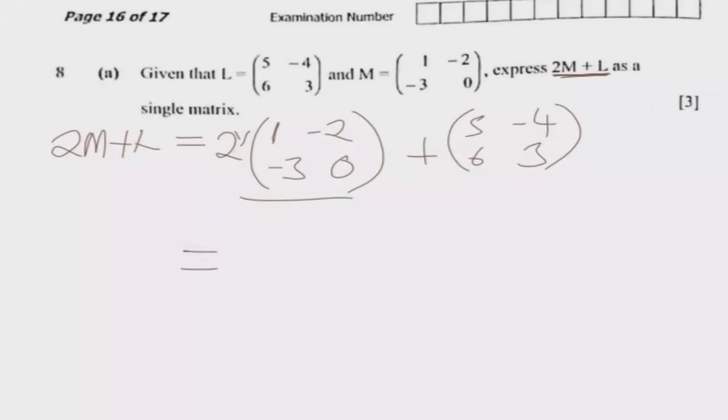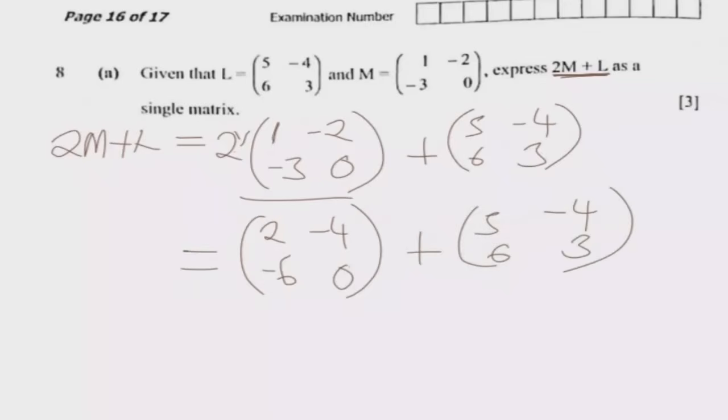2 by 1 will give us 2. 2 by -2 will give us -4. 2 by -3 will give us -6. 2 by 0 will give us 0. And that is the matrix. That is the product of matrix M multiplied by a scalar 2, or 2 multiplied by matrix M. Then we say plus, open bracket, 5, -4, 6, 3. Then we say equal to, then we add those.